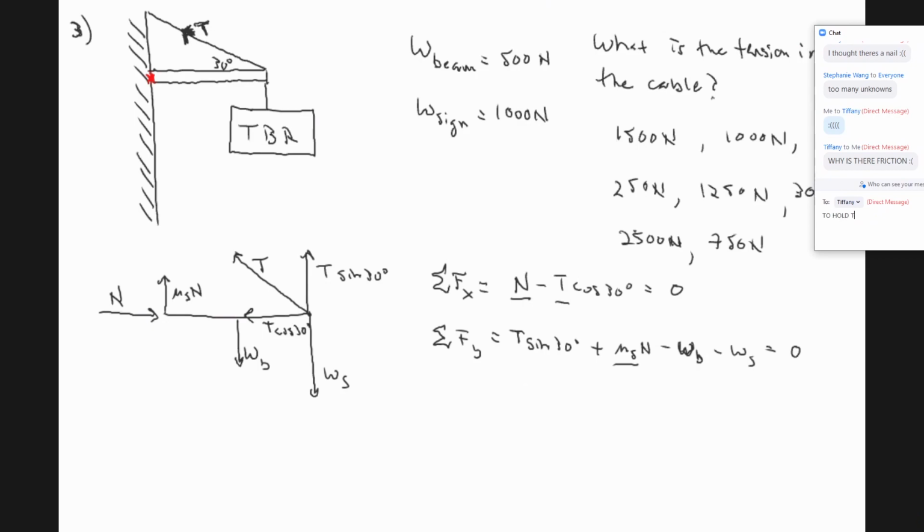The reason that the weight of the beam and the weight of the sign are both negative is they're both pointing down. Isn't down negative? Isn't left negative? Up minus down, right minus left. We're good on notation for direction. Okay. So this is our summation of forces. This is literally what we did last week.